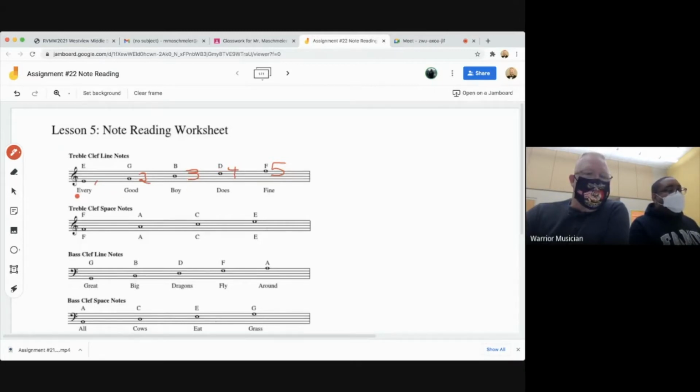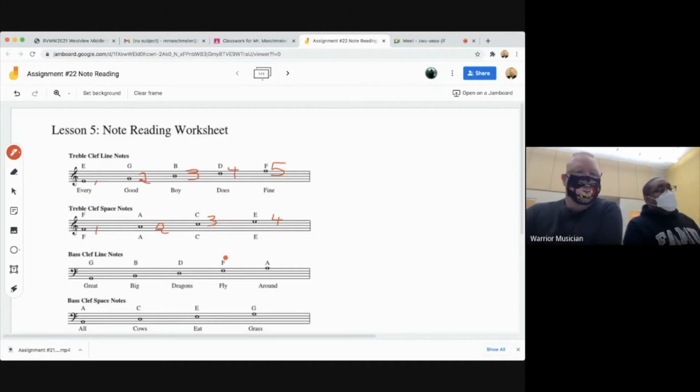Now let's look at the spaces. Every good boy does fine, absolutely. For the spaces of the treble clef, we spell the word FACE going from the bottom space to the top space. So the F would be in the first space, and E would be in the fourth space, which would make A space 2 and C space 3.